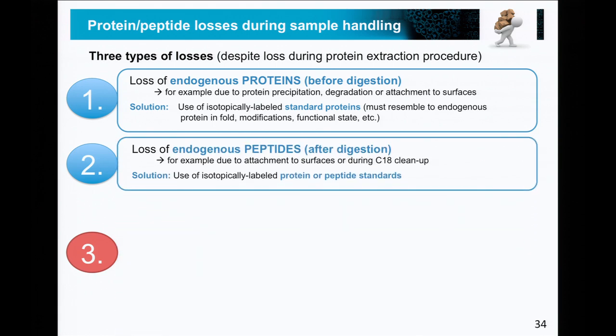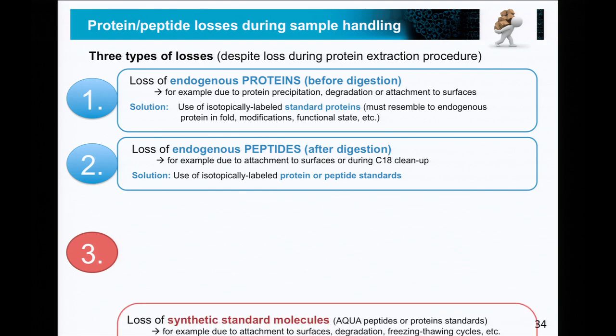But even after digestion, the loss goes on. So you can then, for example, during C18 cleanup, lose peptides. And the solution here is to, again, work with protein or peptide standards. If you have spiked them in before the C18 cleanup, you can account for those losses.